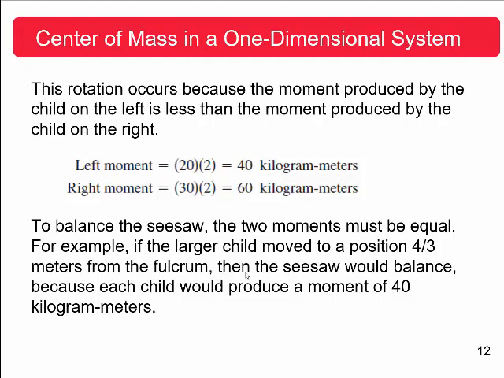To balance the seesaw, the two moments must be equal, which they're not. For example, if the larger child moved to a position 4/3 meters from the fulcrum, moved in, then the seesaw would balance, because each child would produce a moment of 40 kilogram meters. So this is how you could balance it. You could move the child on the right closer to the center, to the fulcrum, and that way you would have a balance in the moments, and then the seesaw would balance.